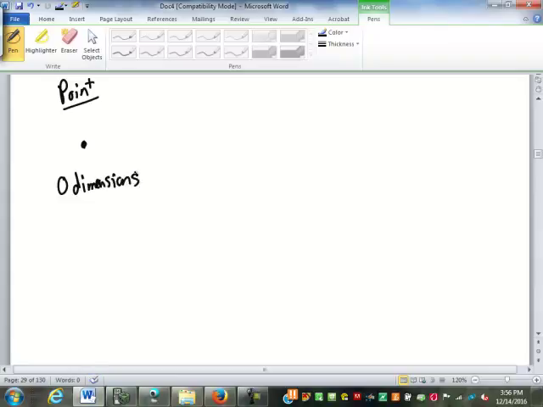Dimensions are created by movement. If we take that point and I move it in a single direction, if you think of it as like sliding across the sand on the beach or whatever, it traces out what we call a line segment.